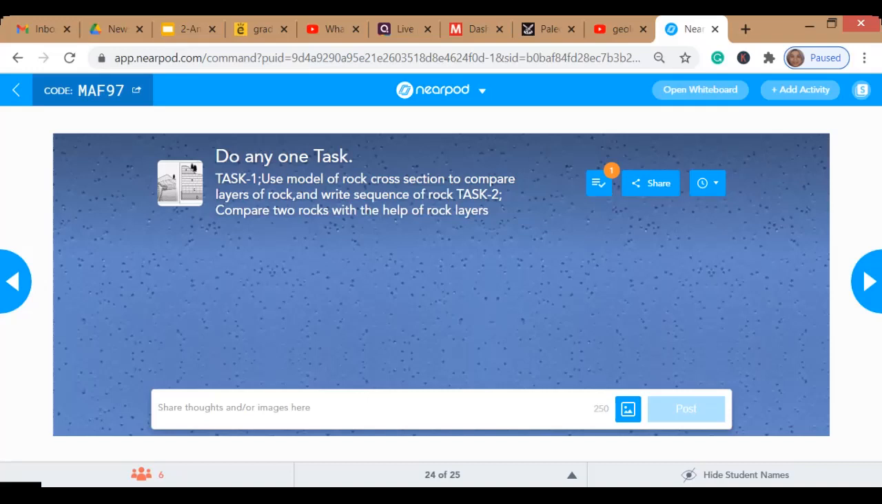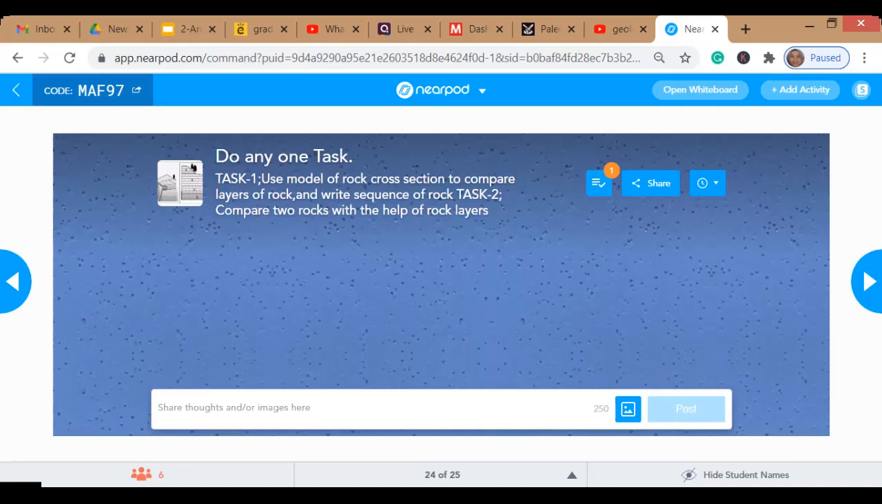Not really. Okay, now first tell me which question you would like to do. The second, you can read: compare two rocks with the help of rock layers. You just need to compare both. You just look at the picture and how can you compare? Comparison means how they are similar and how they are different. This question is clear?